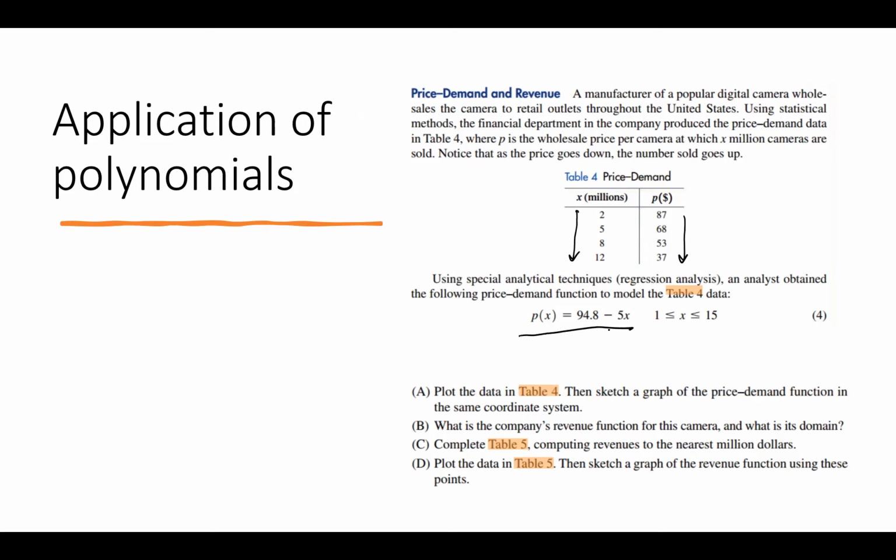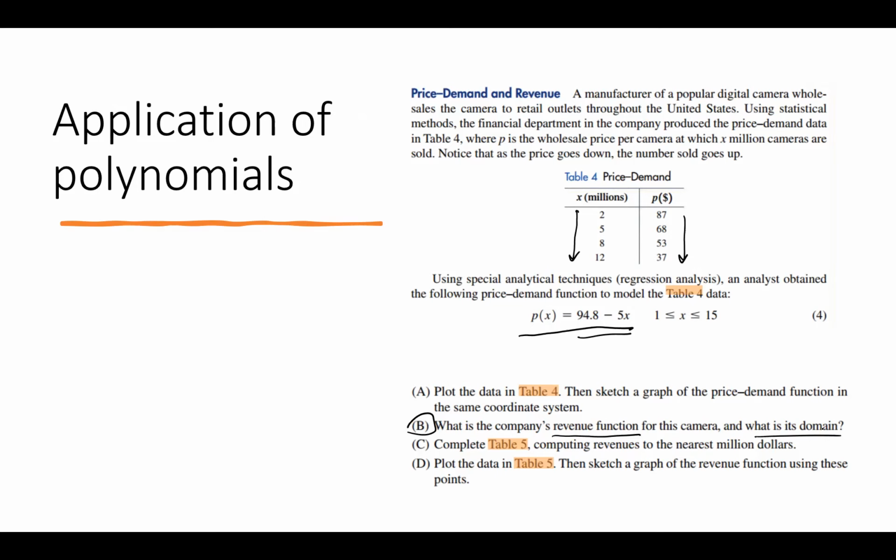Now the exact relationship can be expressed in this way. Usually it's something to be estimated from the data, but in this case we're just given this formula. So P can be expressed as a function of x, and it's just a linear function. Let's just look at the second question, because the others are all for plotting purposes, which we know already, since we can just take 2 points and plot the line for a linear function. It's asking what is the company's revenue function for this camera? Now, what is its domain?